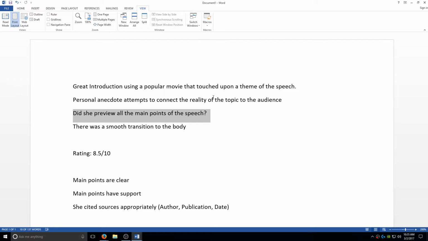She didn't say something like, in today's speech I'm going to cover this about human trafficking, that about human trafficking, and the other thing about human trafficking. She didn't do that, so I would take off points there. And I feel that there was a smooth transition to the body of her speech. So overall rating, I probably would have given her a solid B rating for that. So I put 8.5 out of 10.